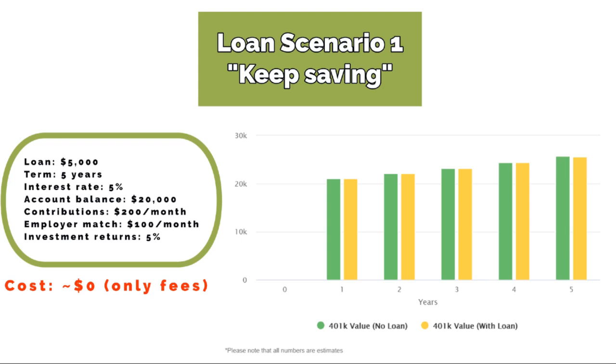Also in this scenario, you'll notice that the loan interest rate is 5%, and the investments in the person's account just so happen to earn 5% too, which factors in. All this being the case, keeping up the contributions and the interest rate they're paying to themselves is the same as what they would have been earning on their investments. It really doesn't cost them anything if they pay back the loan in full.